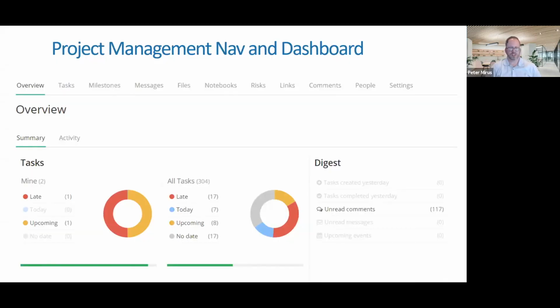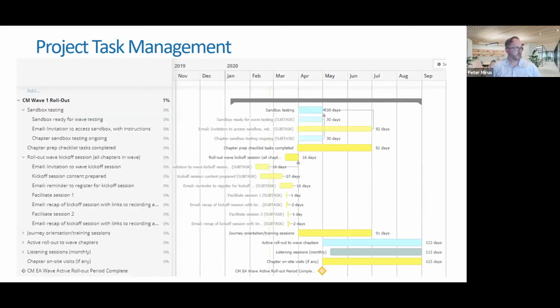And this is just a visual example of a status dashboard. Again, this is from Teamwork Projects, and you can see what kind of functionality it covers. And then this is just an example of project task management for a single rollout wave for an implementation project. You can see sandbox testing, kickoff sessions, different kinds of training and orientation sessions for the people that are going to be using the systems, listening sessions, et cetera, et cetera. And this was for a large and complex rollout.